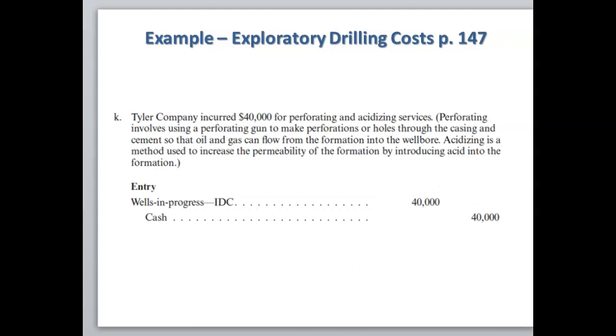Tyler Company incurred $40,000 for perforating and acidizing services. This is just putting holes into the casing. So that's going to be intangible. We're going to debit wells in progress for IDC for $40,000 and credit cash.